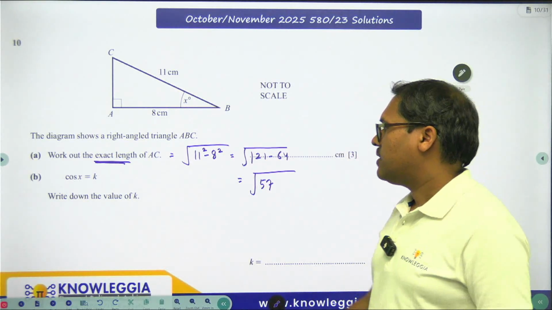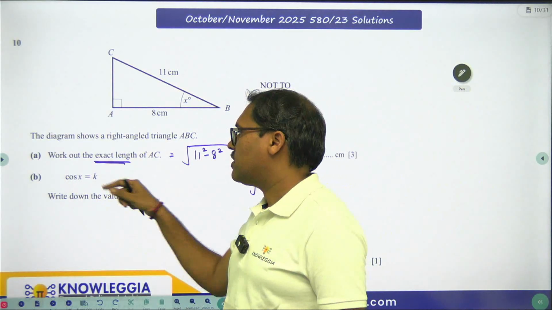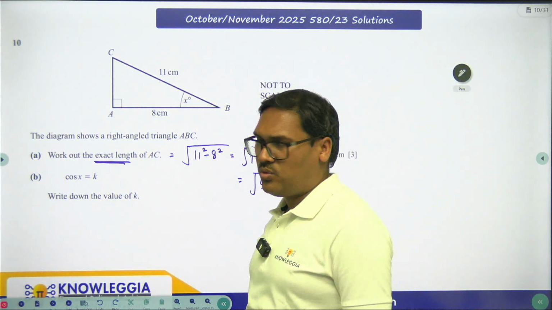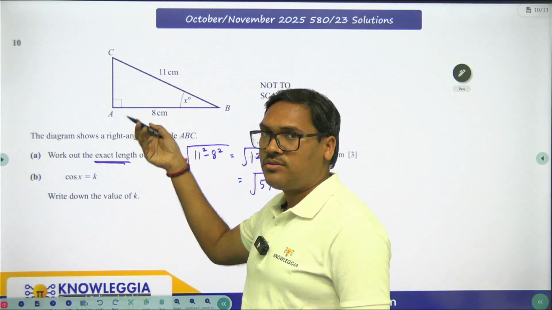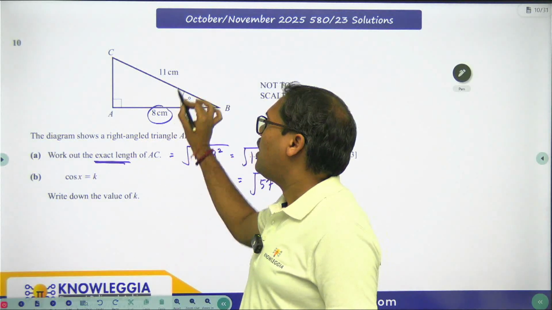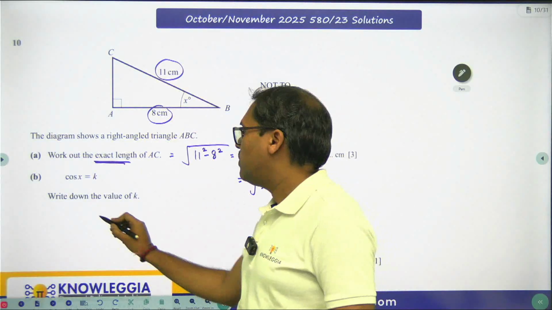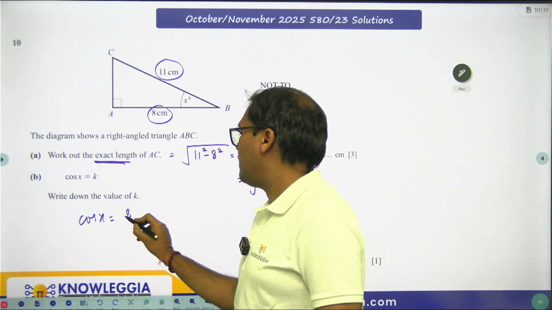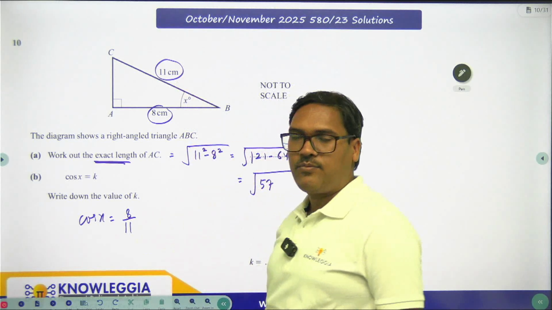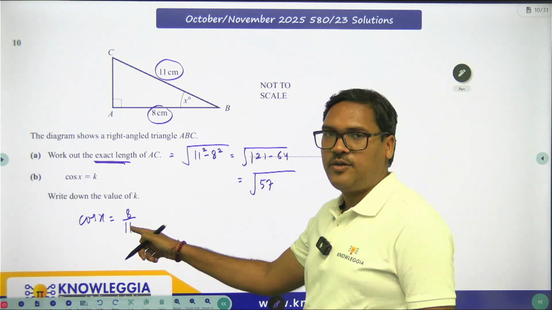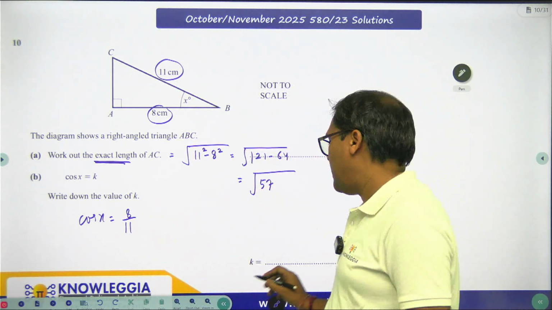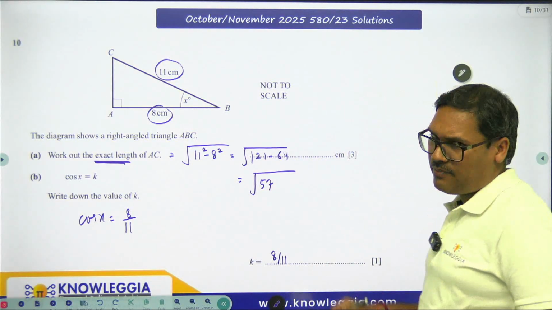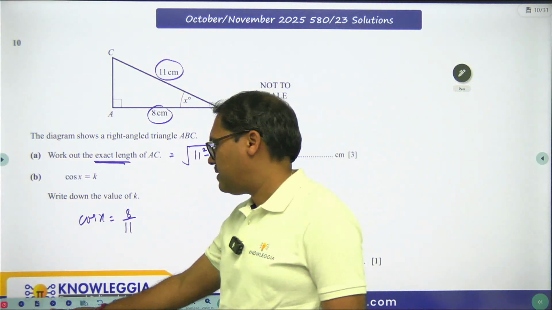Now the next question is, cos x is equal to k. Write down the value of k. So what is cos x? This is adjacent side on hypotenuse. So cos x is equal to adjacent side, which is 8, on hypotenuse, which is 11. So this is 8 by 11, and k is 8 by 11. So let's check the answer. Root 57 and 8 by 11 is the answer for this question.